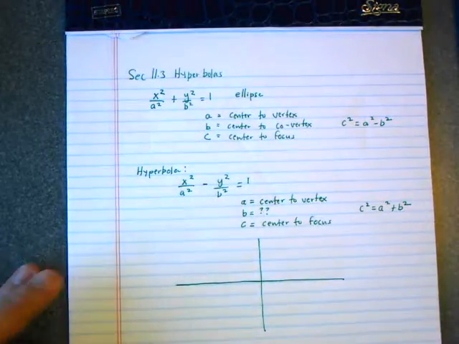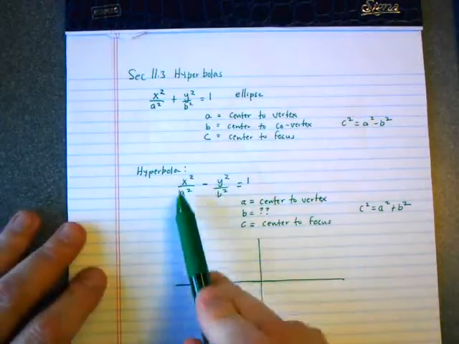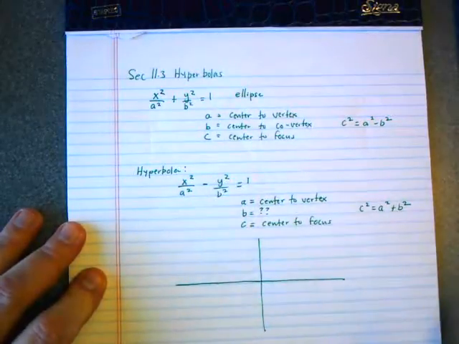All right, so this hyperbola, when x is positive, will open right and left. But where's the center for this hyperbola? X squared over a squared minus y squared over b squared equals 1. Where's the center? 0, 0.